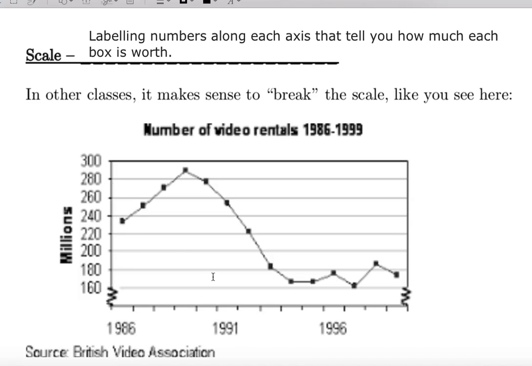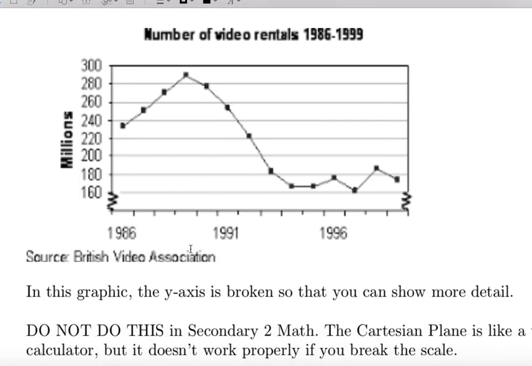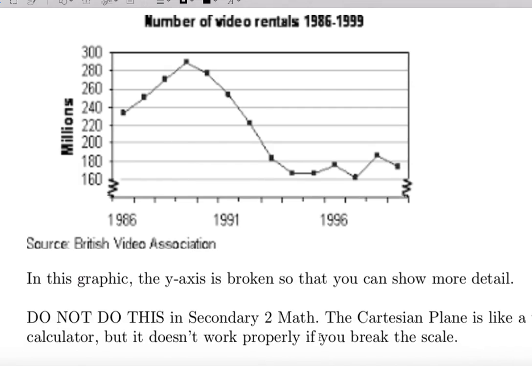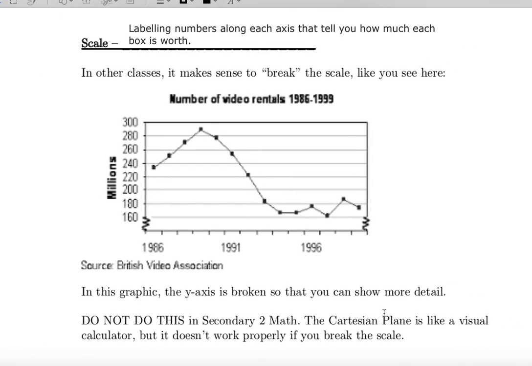But in math, we don't want you to do that. And there's a good reason why we don't want you to do that. Because in math, the Cartesian plane works like a visual calculator. You'll see it has some interesting properties. But the calculator part of this graph in the Cartesian plane doesn't work if you break the scale. So that just means no squiggly lines in Sec 2 Cartesian plane math. You'll see there are other things you can do safely with the scale, but you cannot break the scale, which means jumping from 0 to some number that you'd like.